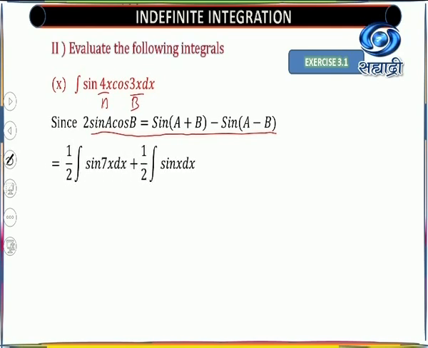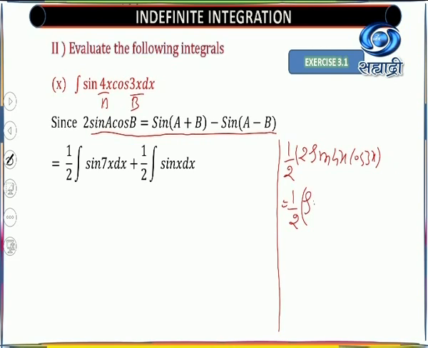So look here, I will use this formula for you so that you will get the values. Now you want 2, that means half into 2, that is sin 4x cos 3x. So this is equal to half as it is. Now you are using this formula. I told you this one is a, this one is b. So you will get sin(a plus b). a plus b is 4x plus 3x, which is 7x, minus sin of a minus b, that is 4x minus 3x, which is x.